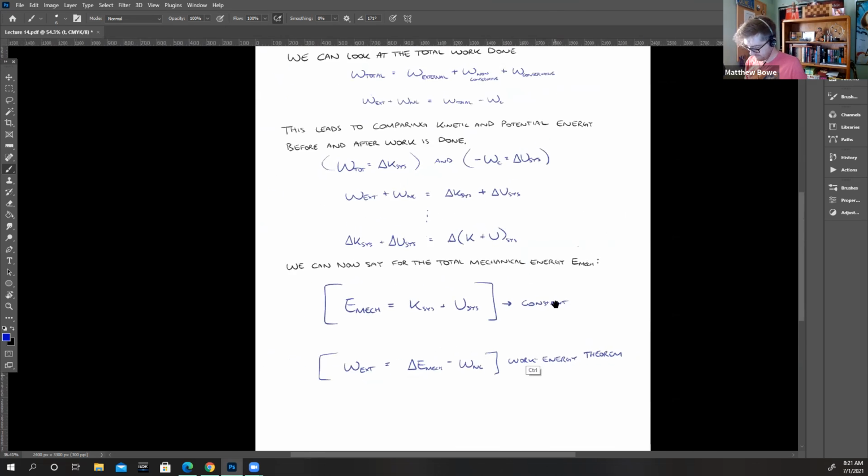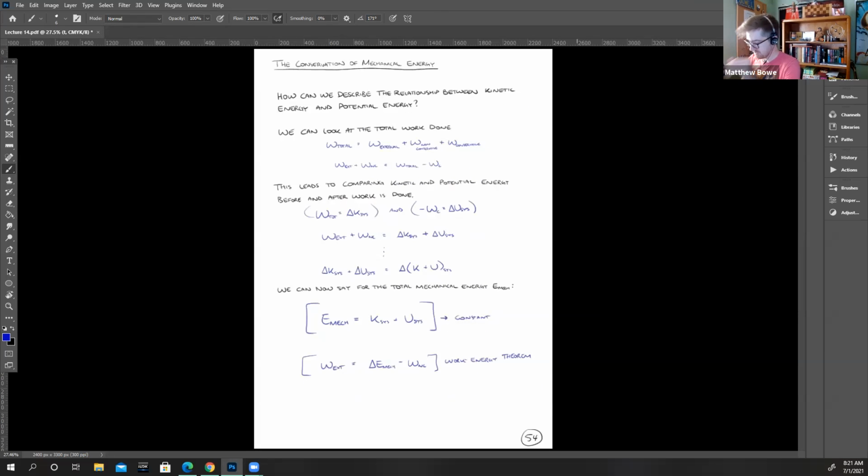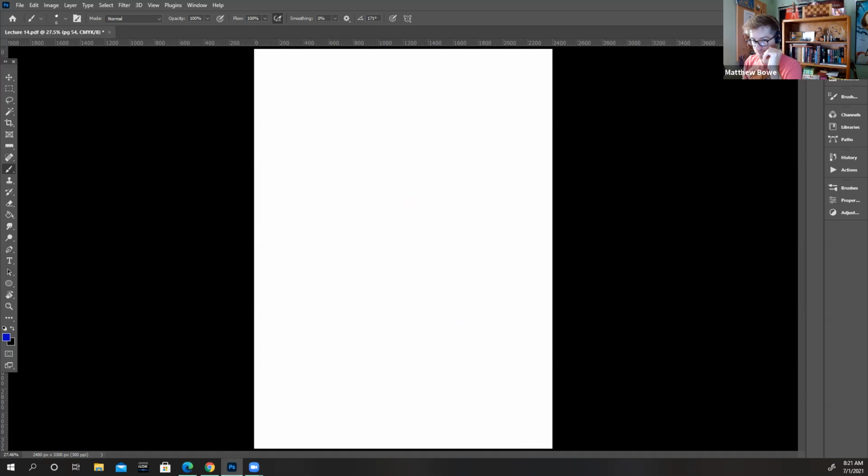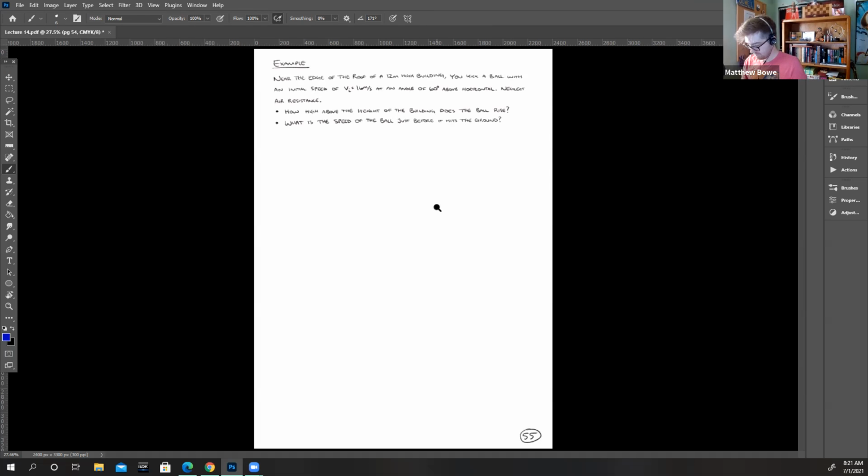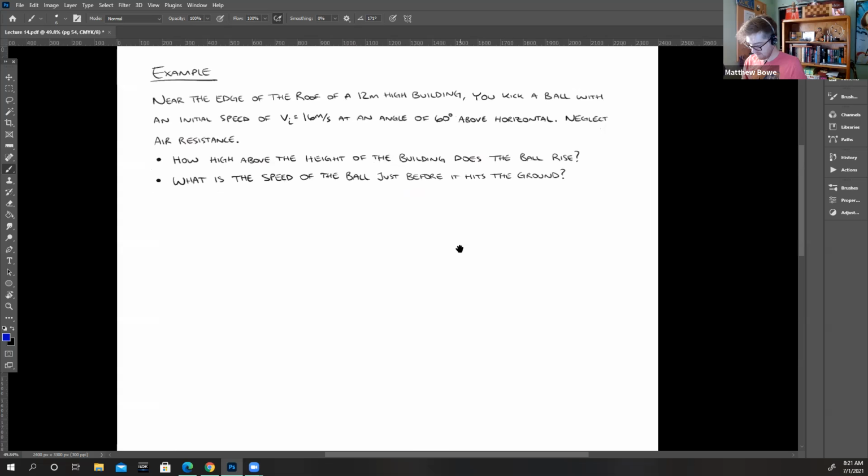Okay. So we have our first example, which says that we are near the edge of the roof of a 12-meter tall building. We're going to kick a ball off of the edge with an initial speed of 16 meters per second at an angle of 60 degrees above horizontal. And we're neglecting air resistance for this problem.